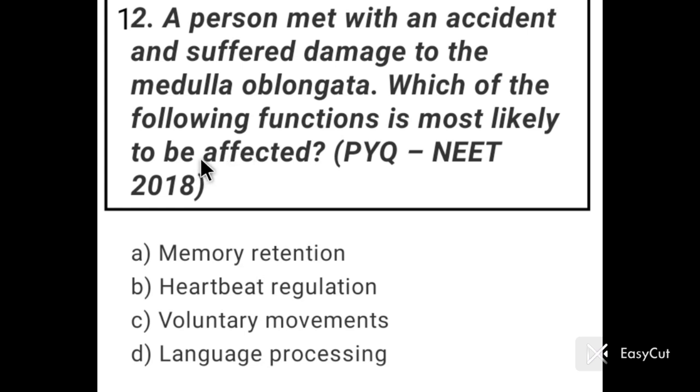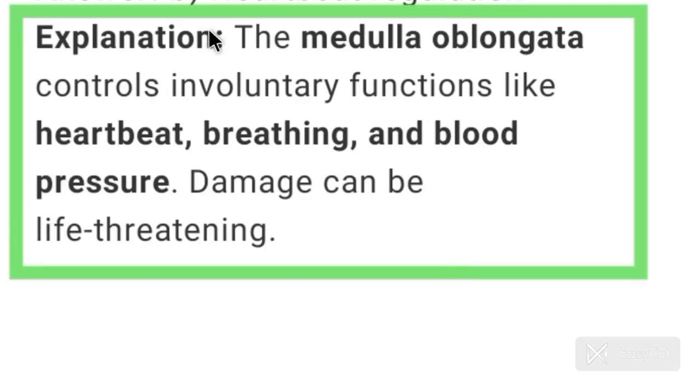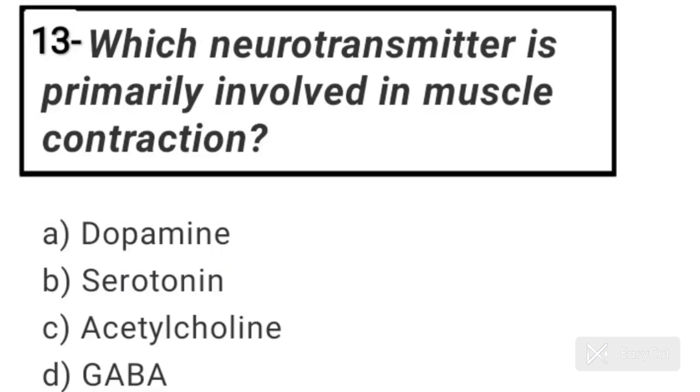So medulla oblongata is a part of the brain stem that connects the brain to the spinal cord. It controls vital functions like breathing, heart rate and blood pressure. So option B is correct here, heartbeat regulation. The medulla oblongata controls involuntary functions like heartbeat, breathing and blood pressure. Damage can be life-threatening. Question number 13.